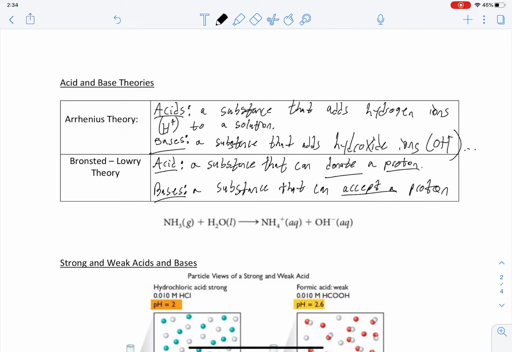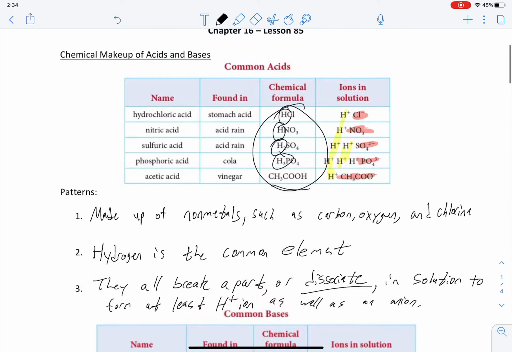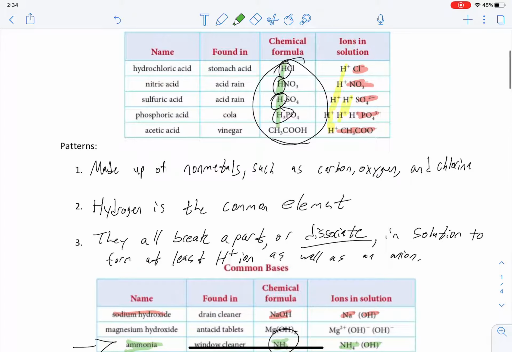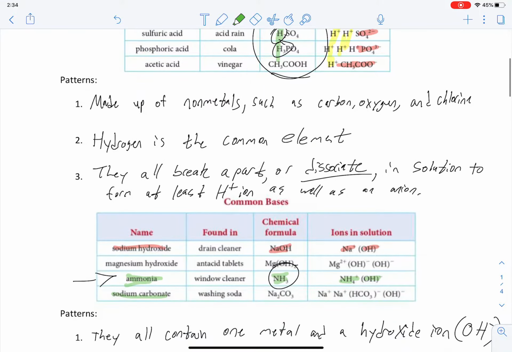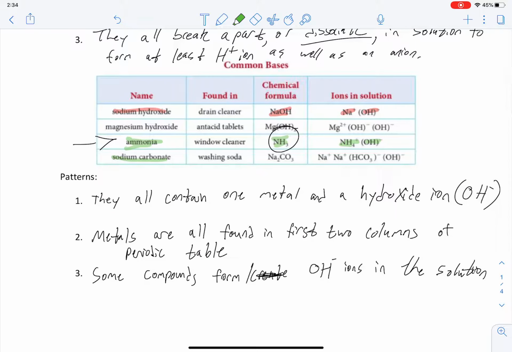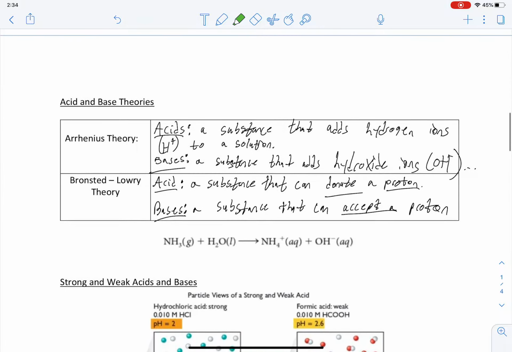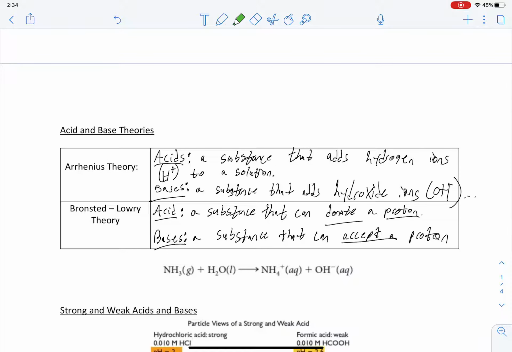Okay, so if we go back up real quick to our list of acids, Bronsted and Lowry are saying these hydrogens are all being donated, or can donate a hydrogen or a proton, and bases are molecules that can accept those hydrogen ions or can accept those protons and form, using water or whatever solution they're in, a hydroxide ion. Okay, so really just be careful when you're thinking about the two of them.